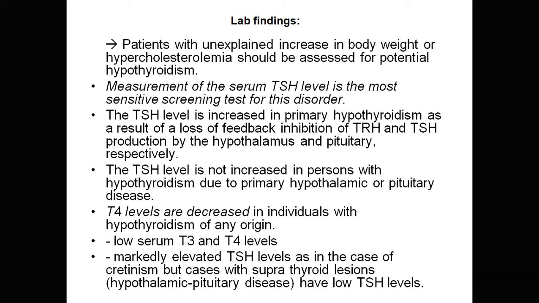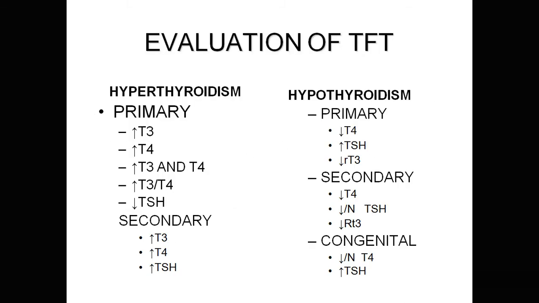For laboratory findings, a patient with unexplained increase in body weight or hypercholesterolemia should be assessed for potential hypothyroidism. The most sensitive marker is the TSH level. So first we have to measure the TSH level. TSH level is increased in case of primary hypothyroidism. So once the TSH level is abnormal, then we go to measure the T3 and T4 level, which is low serum T3 and T4 level. So these are the thyroid function tests.